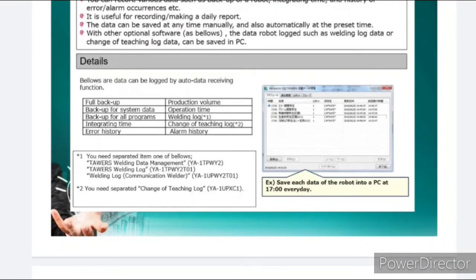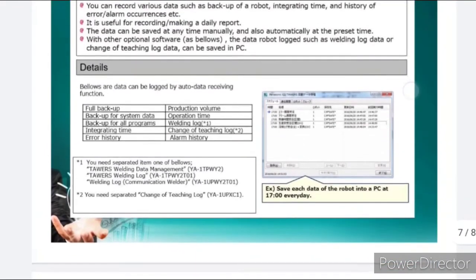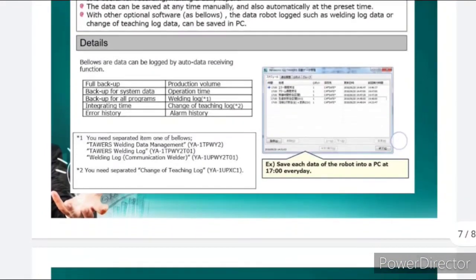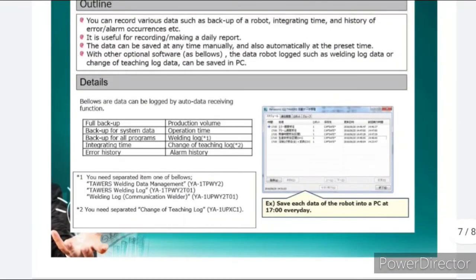The data below can be logged by the auto data receiving function: full backup, production volume, backup of the system data and operating time, backup of all programs, weldings. It means that all the functions working in the robots are automatically backed up with your PC, and this helps you to troubleshoot your problems and maintain your data and records.